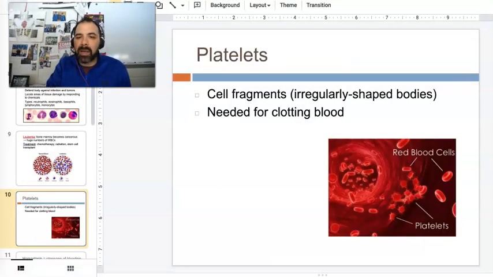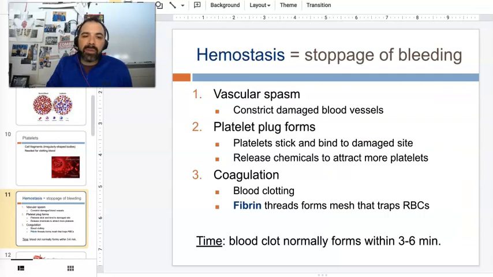Let's talk about platelets now. These are cell fragments, irregularly shaped bodies, and they tend to be pieces of cells that have broken up, and these are needed for clotting. When we talk about clotting, hemostasis is the stoppage of bleeding, which would be a positive feedback mechanism. These are basically the three steps. You have vascular spasm.